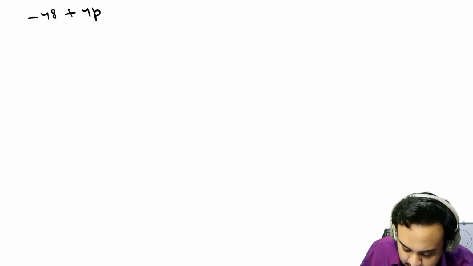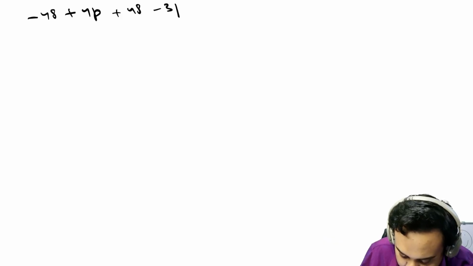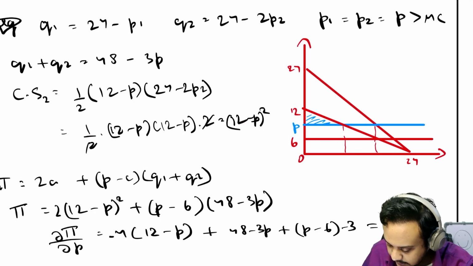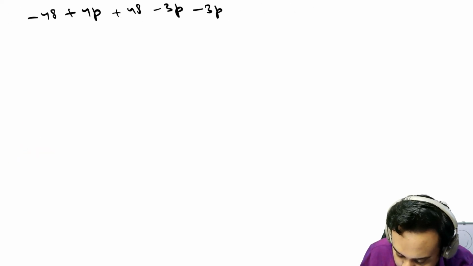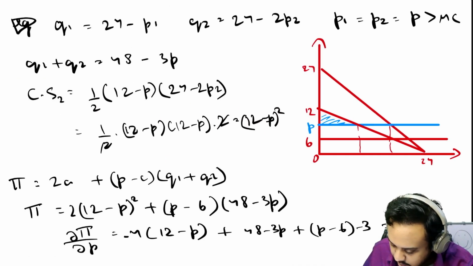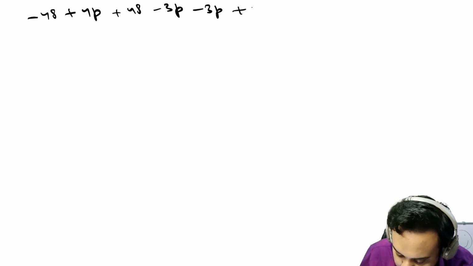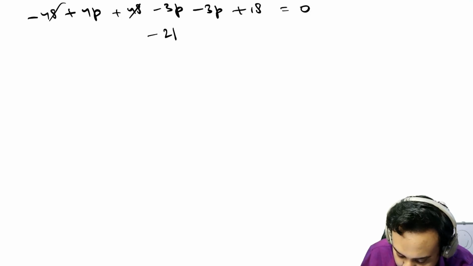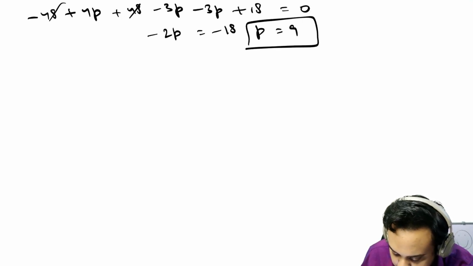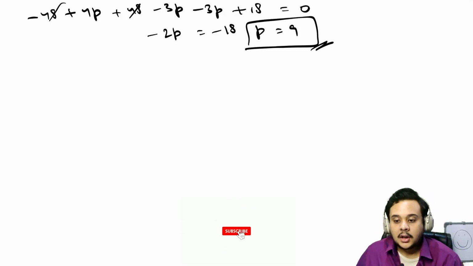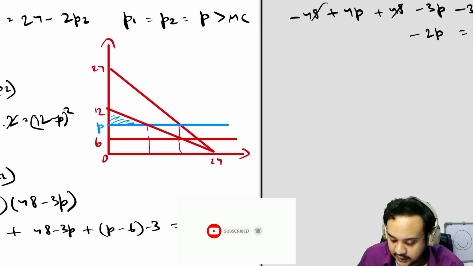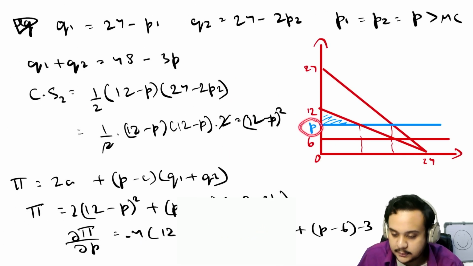plus 48 minus 3P minus 3P plus 18 is equal to 0. P minus 2P minus 2P is equal to minus 18. P is equal to 9. Your profit maximizing price came out to be 9. Okay, this value in the graph, this value came out to be 9.